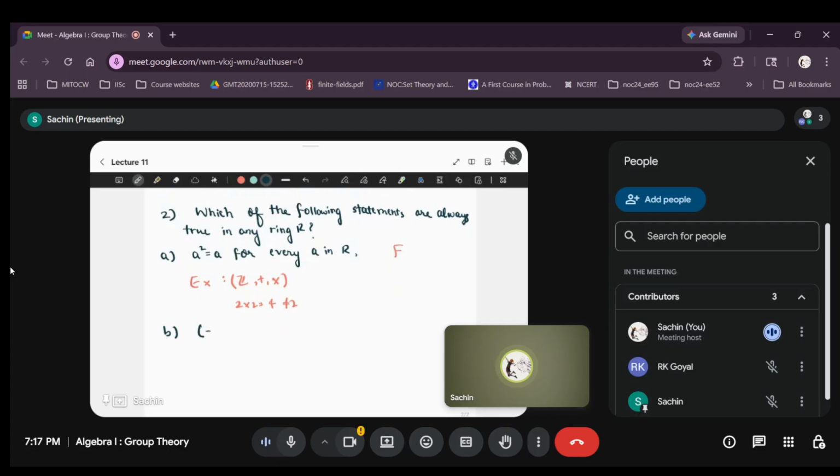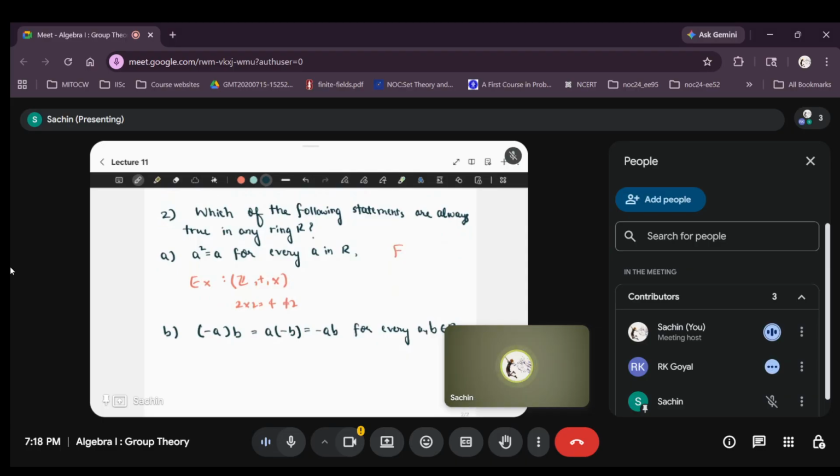Next statement is minus A times B is equal to A times minus B is equal to minus AB, for every A, B belonging to the ring R. Is this true? Minus A means the additive inverse of A. My additive inverse of A times B, is it equal to A times the additive inverse of B, which is equal to additive inverse of AB? Is that true?